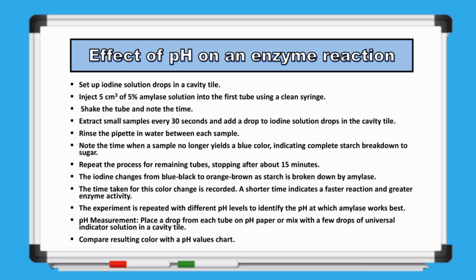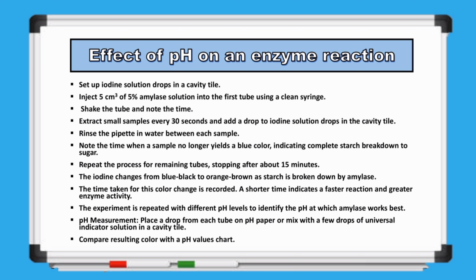As the starch breaks down, the color of the iodine changes from blue-black to orange-brown. The faster this change occurs, the quicker the enzyme is acting, which reflects higher enzyme activity. We repeat this entire process for test tubes with different pH levels to observe how pH influences enzyme performance. To check the actual pH of each solution, we can place a drop onto pH paper or mix a sample with universal indicator in the cavity tile and compare the resulting color to a pH chart.